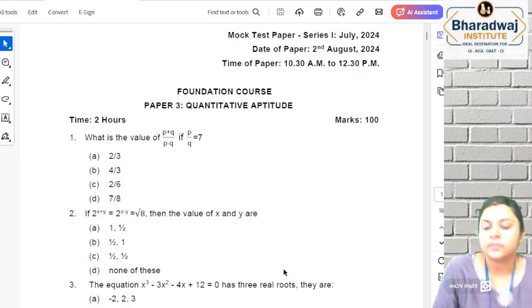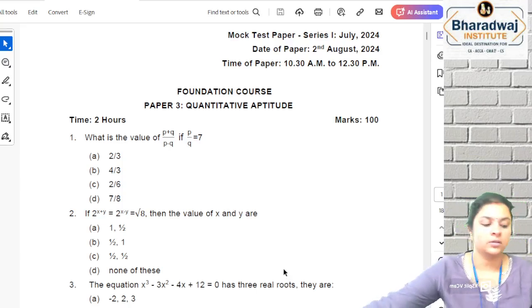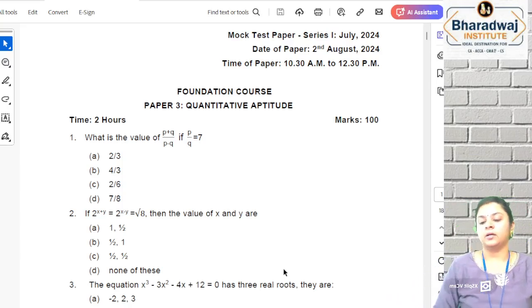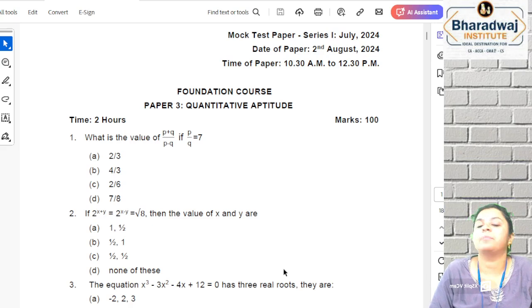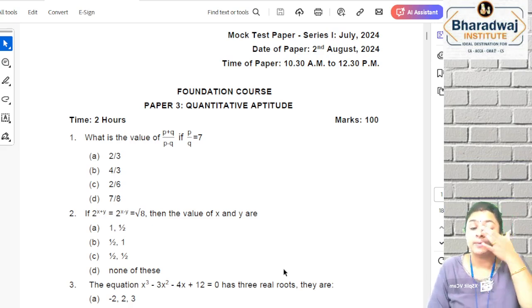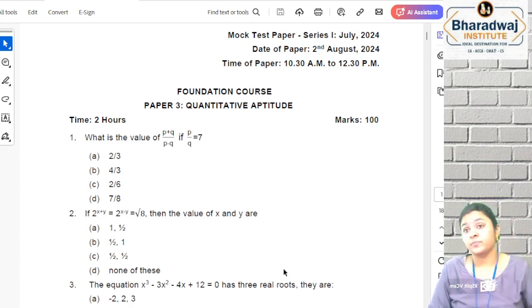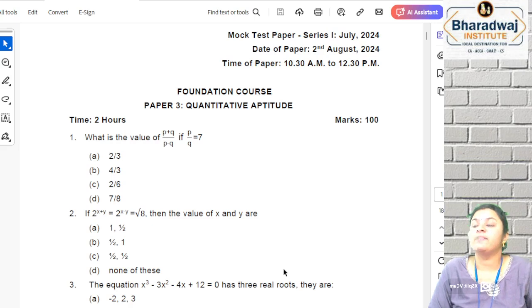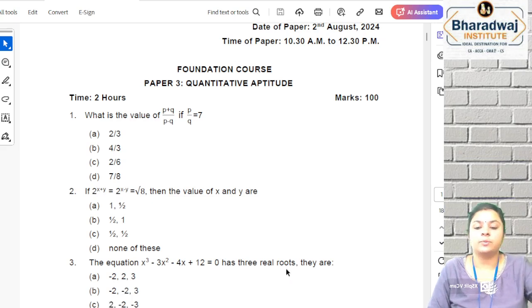So let's start with a quick go through of a mock test paper. This was ICA mock test July 24 edition. Shall we? Question number 1. You will get this mock paper copy also. I'll put it in the group for your reference. Just a quick run through.